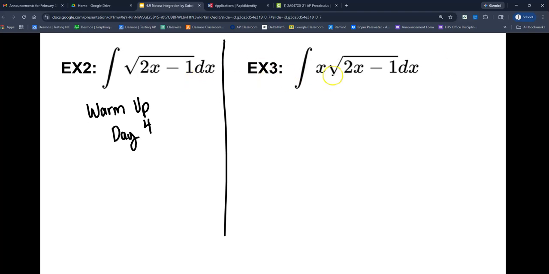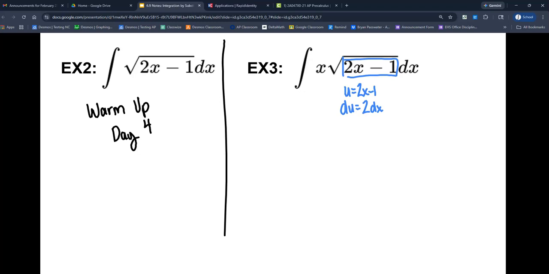Got this x out front. So you really don't have much of a choice on this one but to make the u right here the 2x minus 1, just like we did on the warm-up. And so if we do that, the du is just 2dx, just like it was on the warm-up.